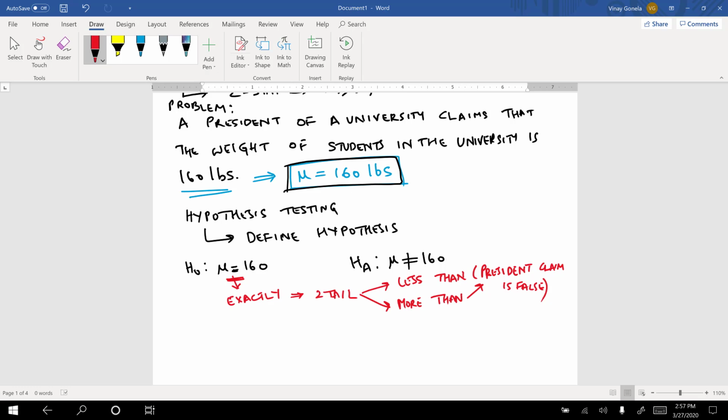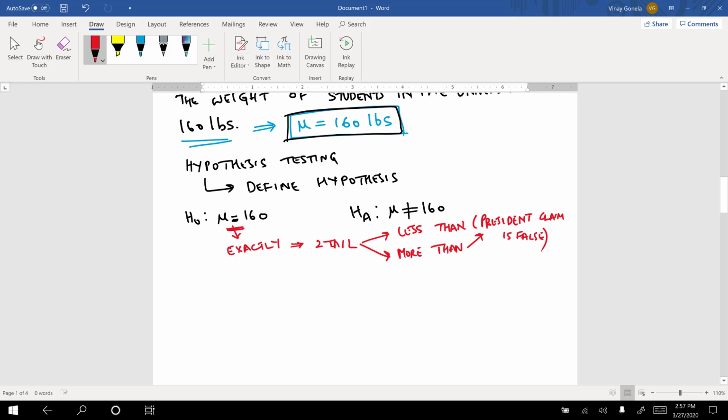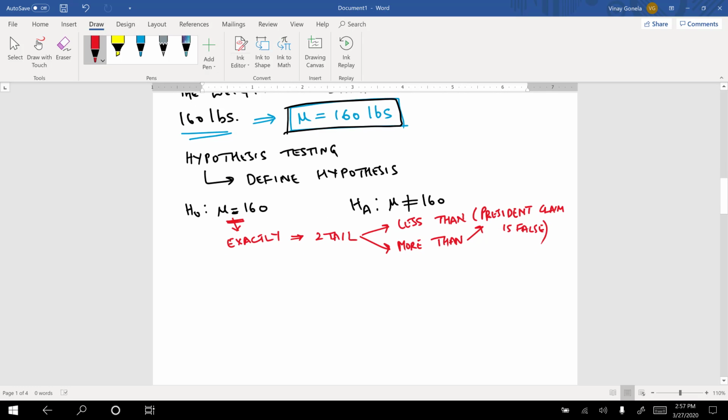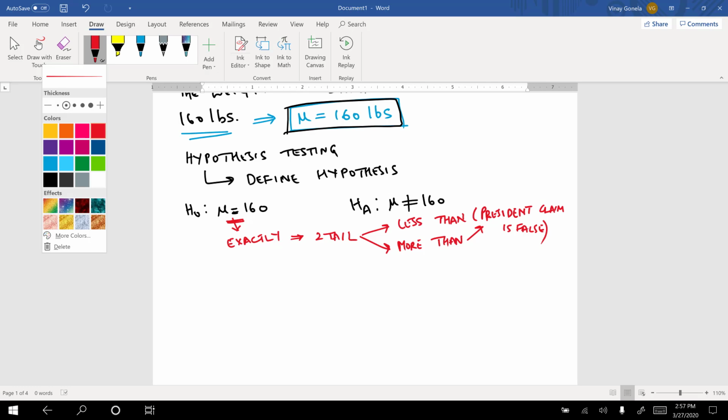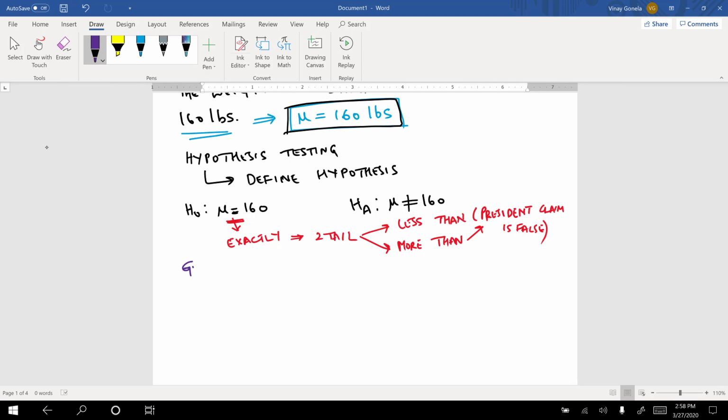So once we define the hypothesis, now we need data that we will collect. We want to verify whether the president's claim is true or not. So we will be collecting the data, a sample from the university, and try to analyze it. All this will be given. So we are collecting the data.